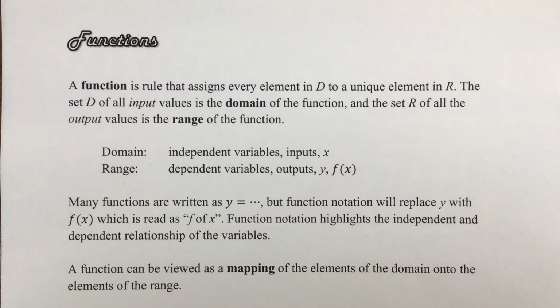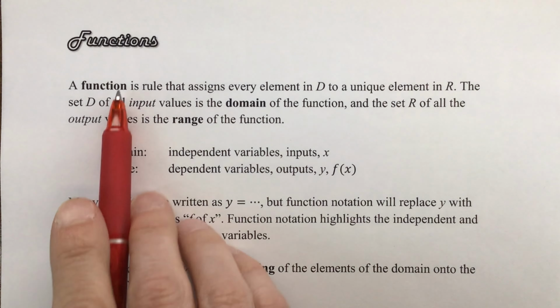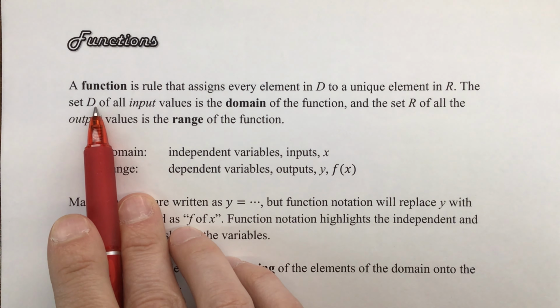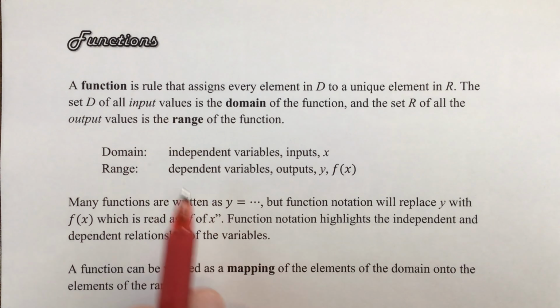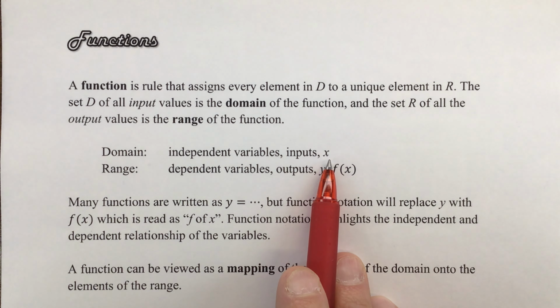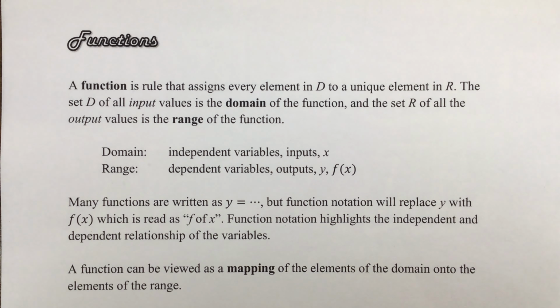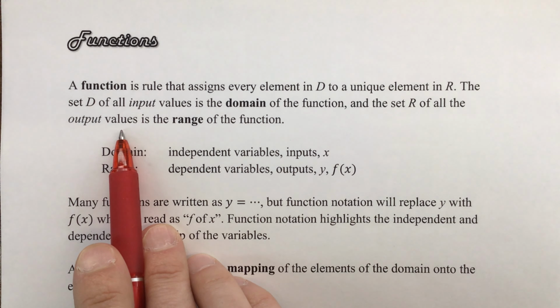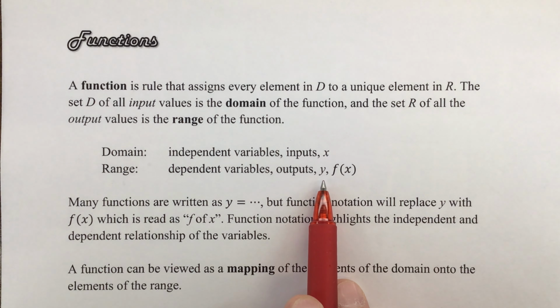Some things I've probably already mentioned just as I was talking. The set D of all input values is the domain. D is for domain. These are your input values. We'll also refer to those as X's most of the time. The set R is going to be the range, and that's all the output values, which we usually go with the letter Y for.